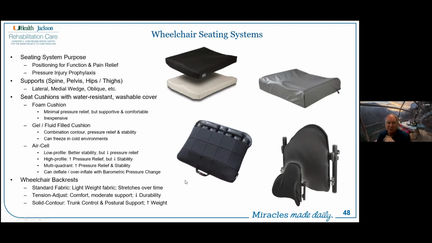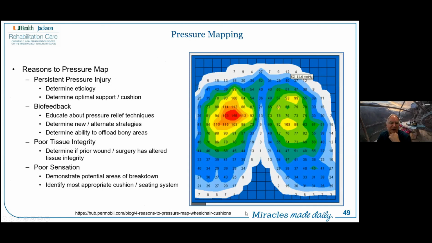And then making sure that we provide the appropriate backrests. The standard comes with a fabric, typically lightweight. This stretches over time. You can get the tension adjustable backrest, which provides better comfort and moderate support, but doesn't have quite the durability. And then the solid contour for trunk control and postural support. This adds weight, but can be essential to maintain appropriate posture for some of our clients.